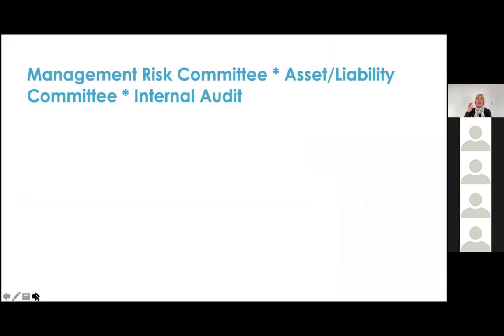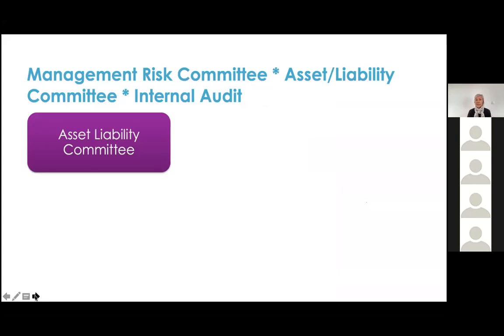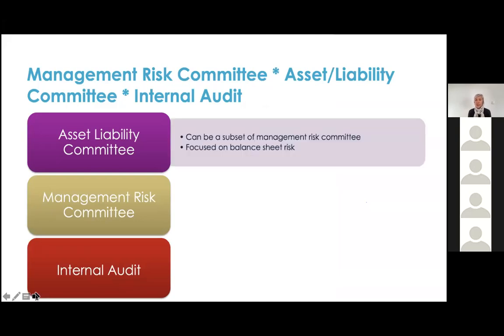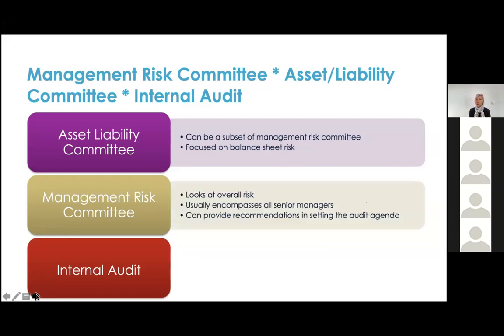One question I always get is, what's the difference between an asset liability committee, a management risk committee, and internal audit? Let me explain this briefly. Asset liability can be a subset of the management risk committee. It's more focused on the balance sheet risk, the asset liability mix, if we remember from the agenda that I just showed you. For example, when I worked at my financial institution in the US, there was a management risk committee. This is about overall risk. It includes all the senior management members usually, and can provide recommendations, even setting an audit.